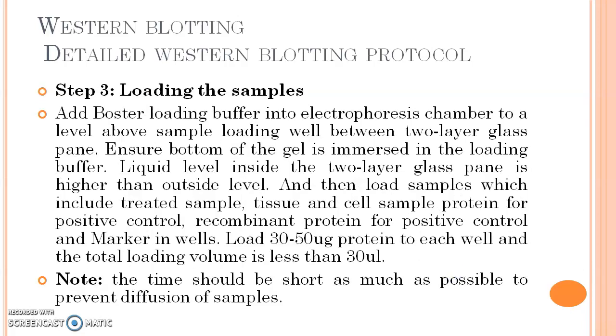Step 3. Loading the samples. Add Booster loading buffer into the electrophoresis chamber to a level above the sample loading well between the 2-layer glass plate. Ensure the bottom of the gel is immersed in the loading buffer. The liquid level inside the 2-layer glass plate is higher than the outside level. And then load samples, which include the treated sample, tissue and cell sample protein for positive control, recombinant protein for positive control, and marker in the wells. Load 30 to 50 microgram protein to each well and the total loading volume is less than 30 microliter. Note: the time should be as short as possible to prevent diffusion of the sample.